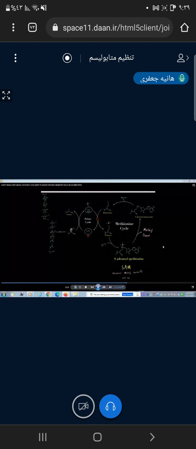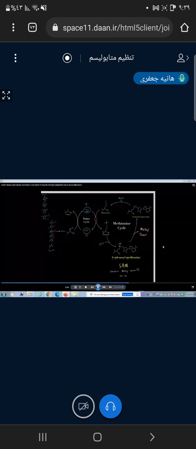Well, we take this carbon and donate it to tetrahydrofolate to form this methylated form of tetrahydrofolate. Then we can donate this carbon to homocysteine. So now homocysteine gains that carbon and becomes methionine. Now methionine reacts with ATP to form S-adenosylmethionine, this SAM molecule, which is the universal methyl donor in the body.